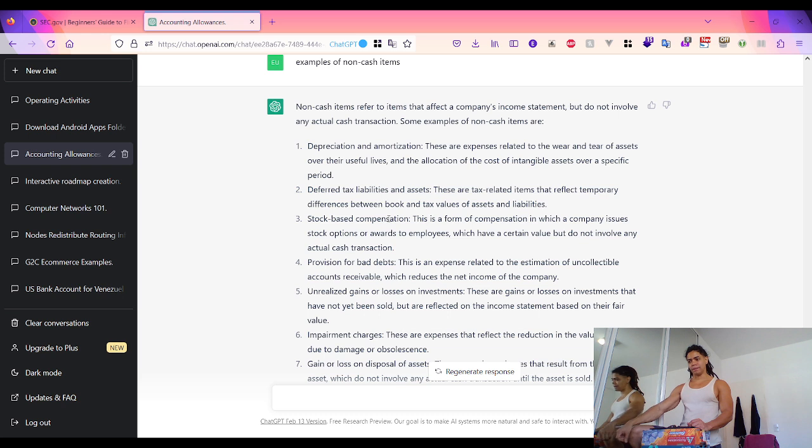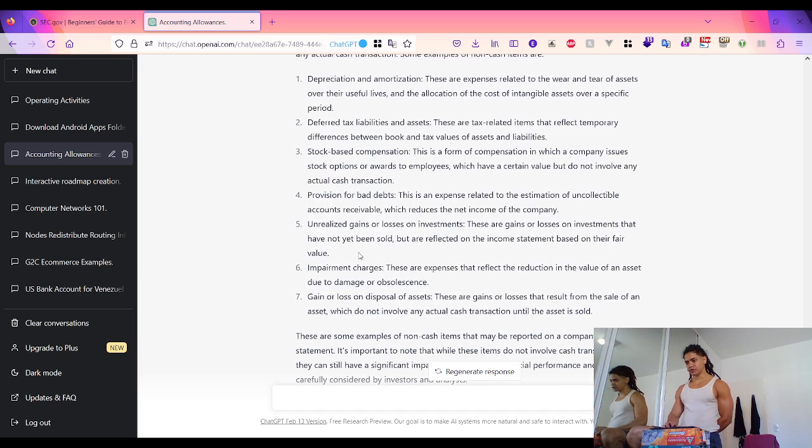Provision for bad debt is an expense related to the estimation of uncollectible accounts receivable, which reduces the net income of the company. Unrealized gains or loss on investment are gains or losses on investments that have not yet been sold but are reflected on the income statement based on fair value. Gain or loss on disposal of assets results from the sale of an asset, which does not involve any actual cash transaction until the asset is sold.